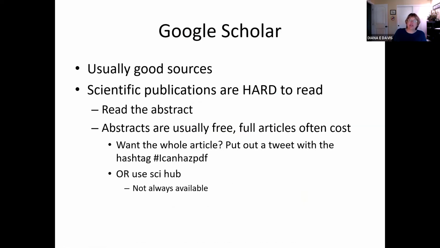There's also something called Google Scholar. Google Scholar is specifically for scientific publications. Scientific publications can be very challenging to read. For this class, you're welcome to look at them. I recommend reading the abstract. Abstracts are usually posted free. If you really want to read the full article or you want to try and read it, Twitter is dying, but there are still people on Twitter, and there's a hashtag called ICanHasPDF, and you can put out a tweet asking for a specific article, and a lot of times you'll get a response.